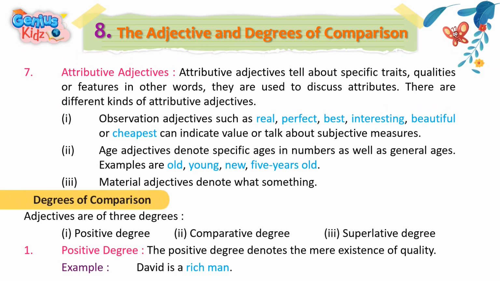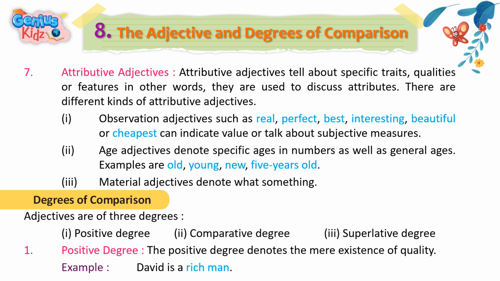7. Attributive adjectives. Attributive adjectives tell about specific traits, qualities, or features. In other words, they are used to discuss attributes. There are different kinds of attributive adjectives. 1. Observation adjectives such as real, perfect, best, interesting, beautiful, or cheapest can indicate value or talk about subjective measures. 2. Age adjectives denote specific ages in numbers as well as general ages. Examples are old, young, new, 5 years old. 3. Material adjectives denote what something is made of.